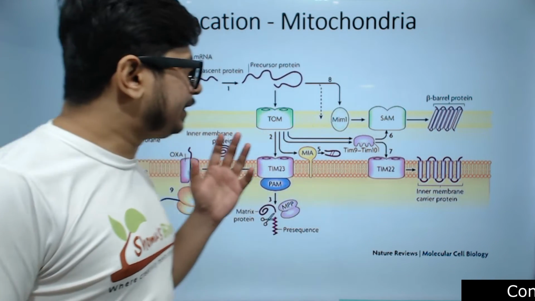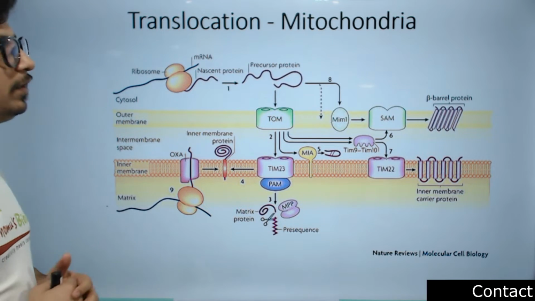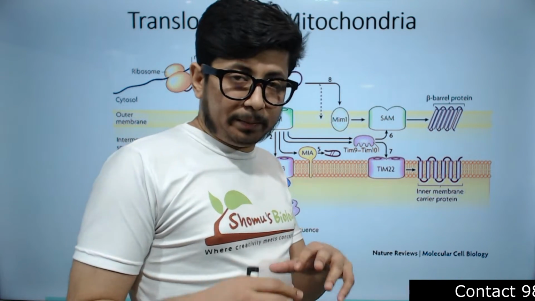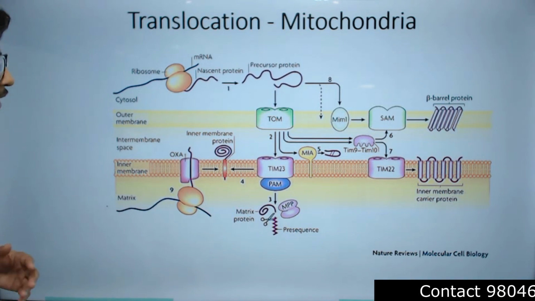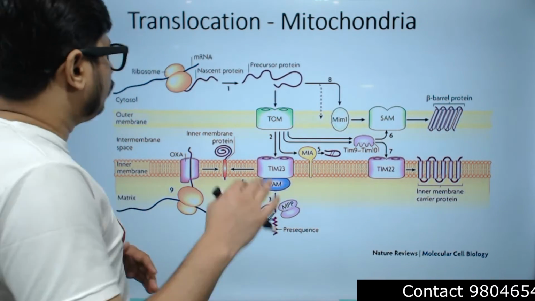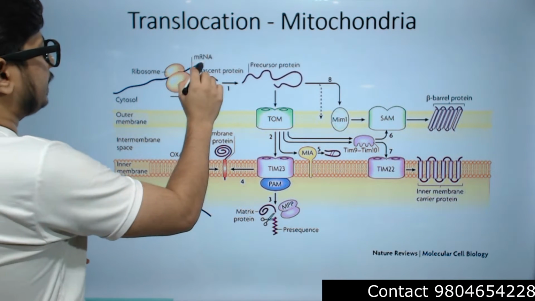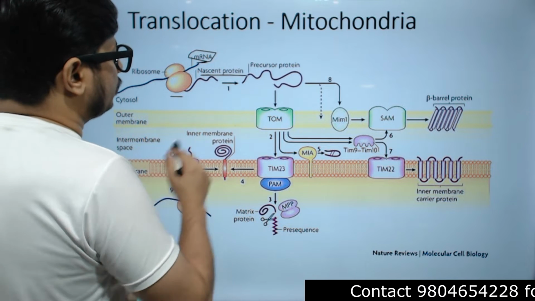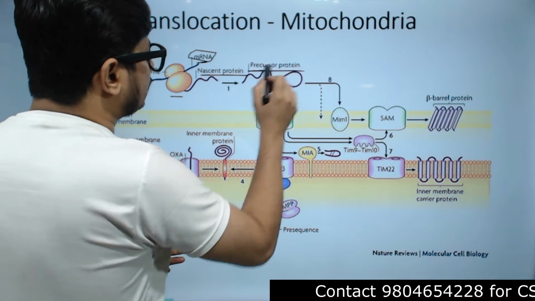Alright, so now we came to this slide and I want to describe the process of protein delivery in the mitochondria, particularly the localized different compartments of mitochondria. For that, we involve several different proteins. We know that this is where the ribosome, this is the protein that is synthesized. The nascent mRNA, from there the nascent protein is produced. Nascent protein means the linear protein that is produced, the precursor protein that is produced.